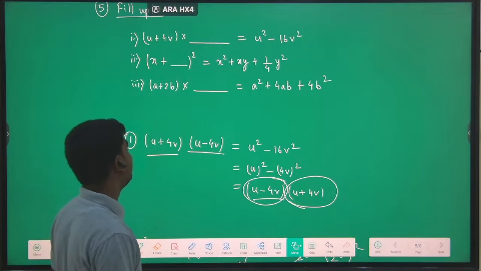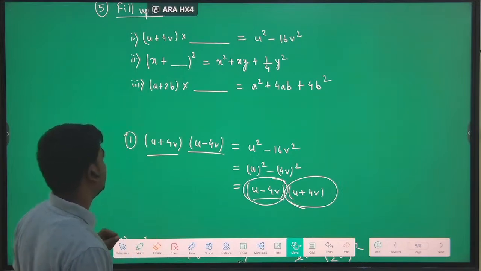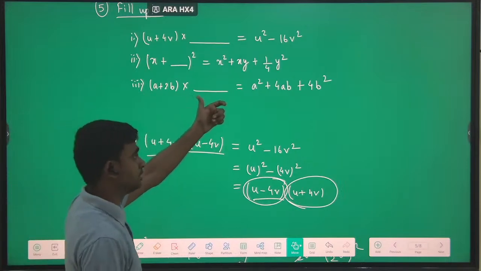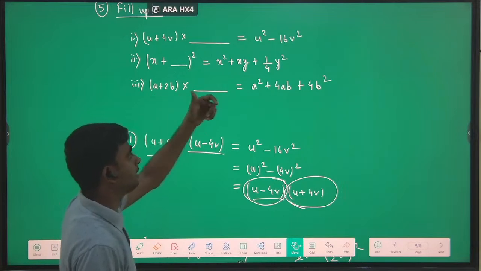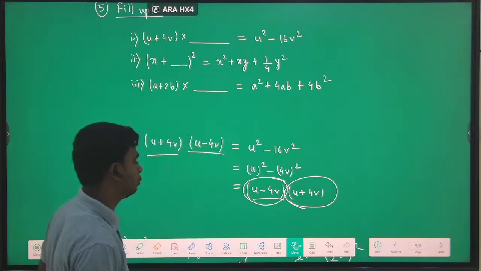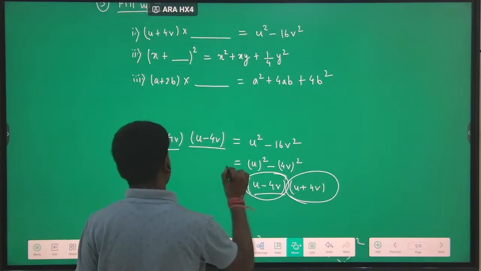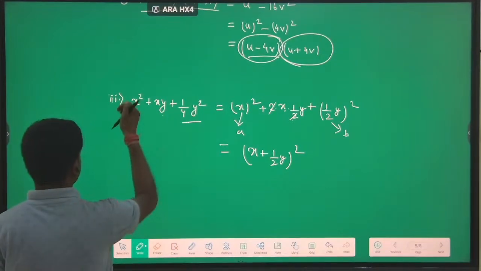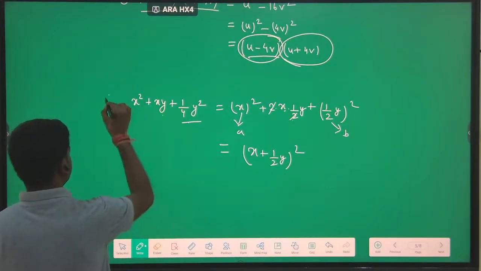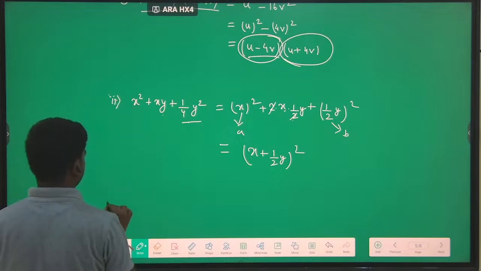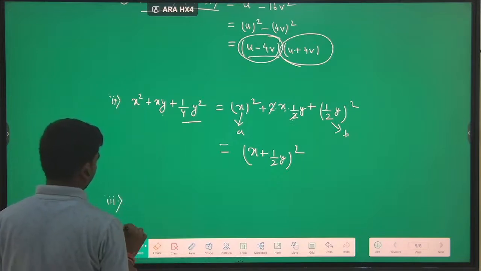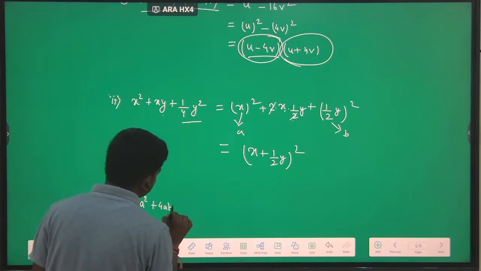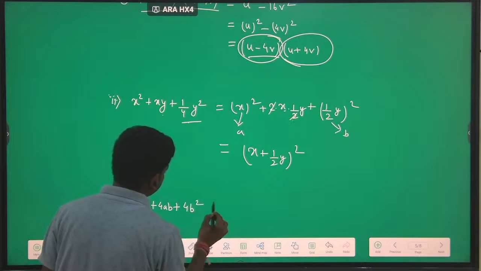Now we will move to our third question. We have to multiply a plus 2b with a certain algebraic expression such that after multiplying we get a square plus 4ab plus 4b square. This is our third question. What we are getting in RHS is a square plus 4ab plus 4b square.